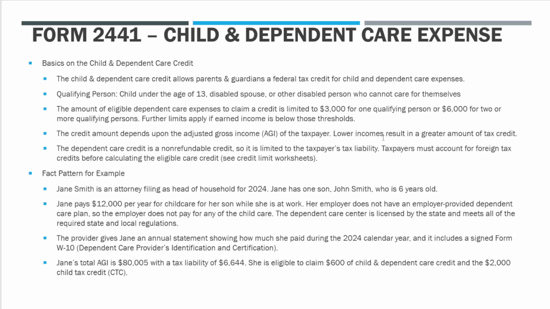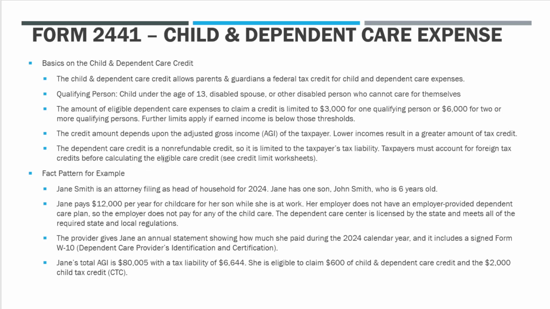The other limitations that we need to be aware of are the earned income limitations. So if your earned income is below these thresholds as well, that is further going to reduce the amount of credit that you can claim on this form. Now, ultimately, the credit amount is going to depend on your AGI, so your adjusted gross income. And when we look at the table, what you'll see is that the lower incomes generally result in a greater amount of credit. But if you are a high income earner, you're not precluded from claiming this. You're just going to be able to claim a smaller amount.